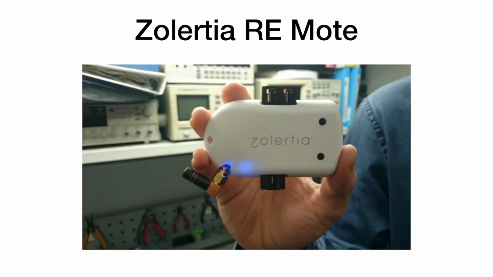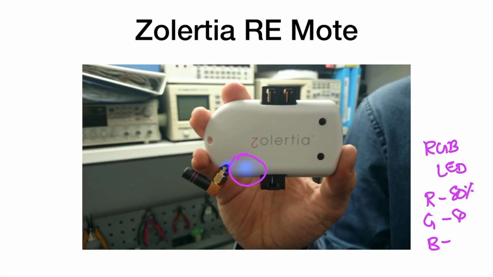Zolertia Remotes will look like this. I think I have shown you in the week 1 lecture. In this Zolertia mote we can see there is an LED here. This LED is an RGB LED. RGB LED means based on the mixture of red, green and blue, the color will be adjusted. There will be only one LED light, and according to the proportion, let's say 80%, 80%, 80%, a color will be formed and the LED will glow in that color.